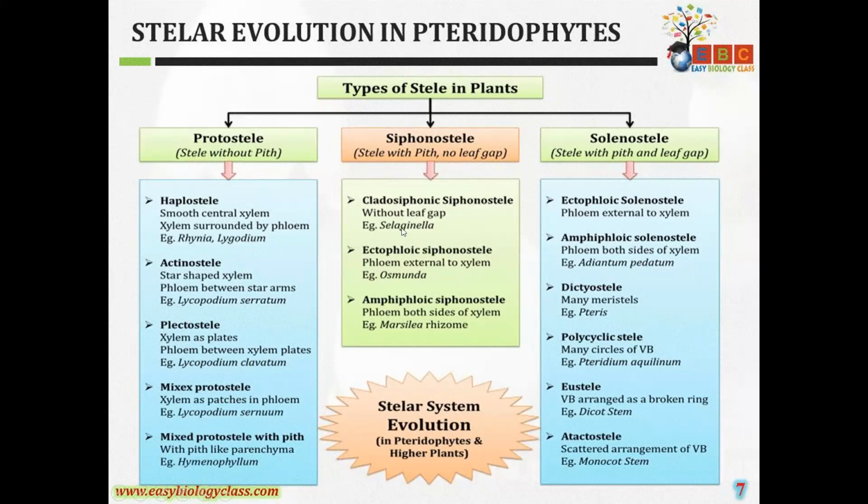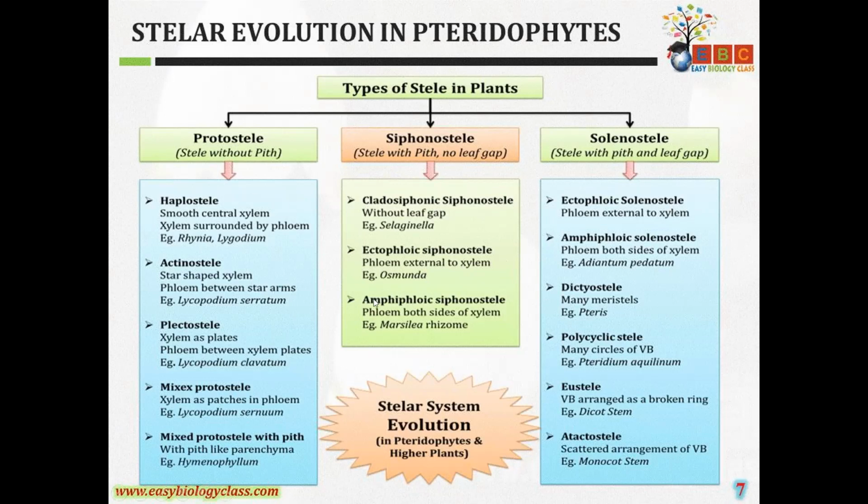Next is siphonostele, that is cladosiphonic siphonostele. Siphonostele means a stele with pith and no leaf gap. Again there are different types. Cladosiphonic siphonostele means without leaf gap. An example for this is Selaginella. Ectophloic siphonostele means the phloem is external to the xylem, that is, phloem outside and xylem inside.